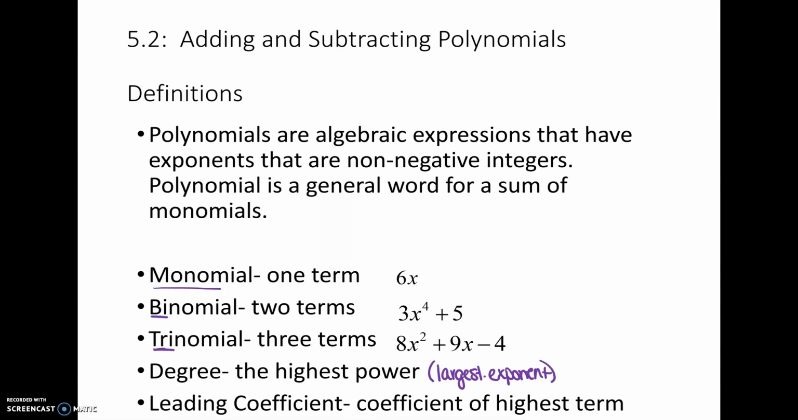And the leading coefficient is the coefficient of the term that has the biggest exponent. Remember, coefficient is the number in front of that term. So in this binomial, the leading coefficient is 3 because that's the number in front of the term that has the largest exponent. In this trinomial, the leading coefficient is 8 because 8 is the number in front of the term that has the largest exponent.